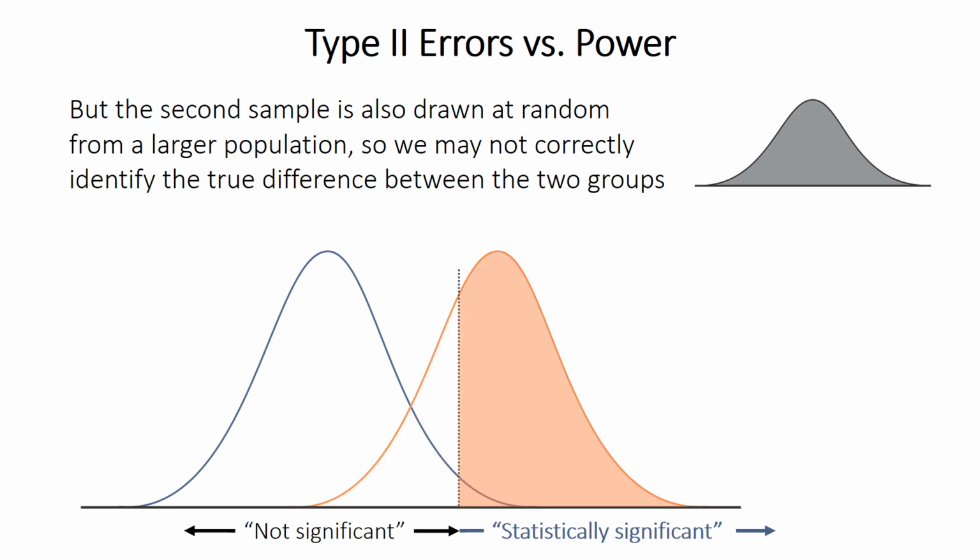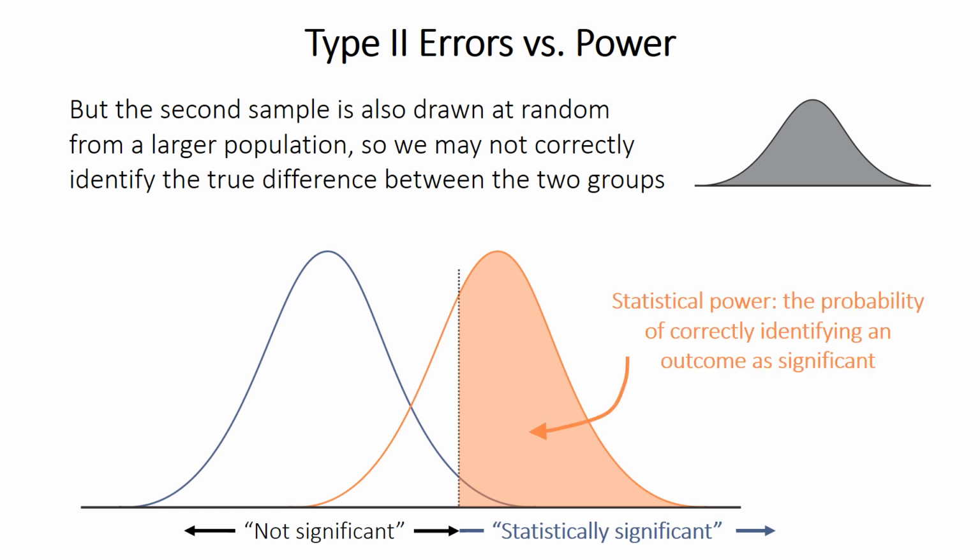But there's also going to be a range of outcomes where the sample mean is greater than the threshold for statistical significance. So the area under this part of the curve represents the probability of correctly identifying the outcome as significant. And that is what statistical power is. It's essentially the area under the sampling distribution. It's the probability of correctly identifying an outcome as significant.